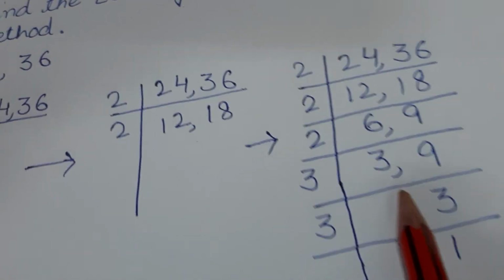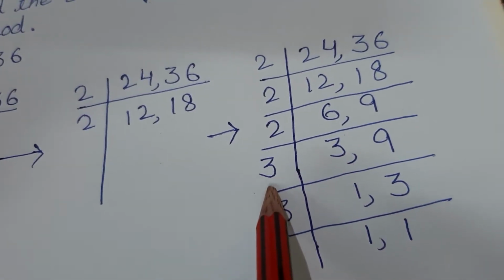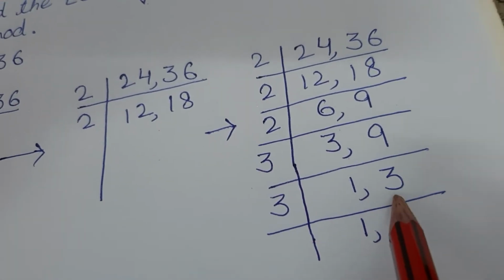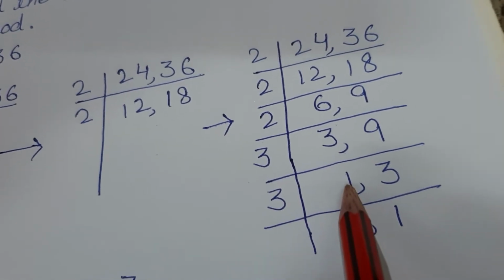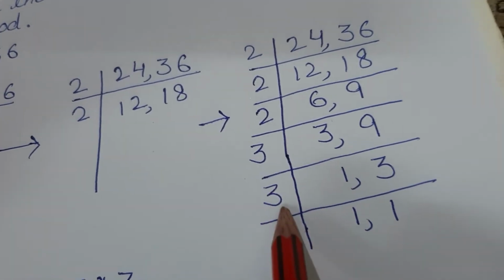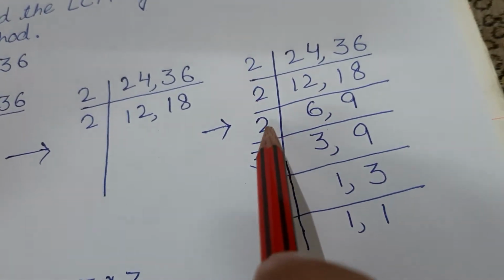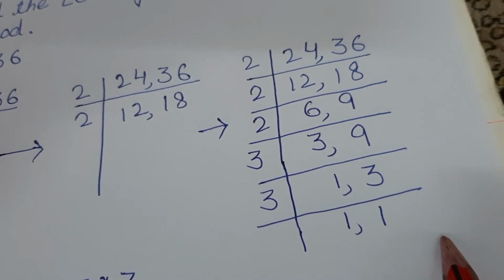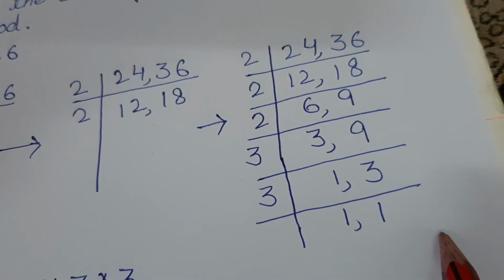Now both are odd numbers, so we will try with 3. 3 1s are 3, 3 3s are 9. So only 3 is left. Again we will divide by 3. This 1 is 1, and 3 1s are 3. So we will divide with prime numbers till we get 1 in the end. Easy and interesting.